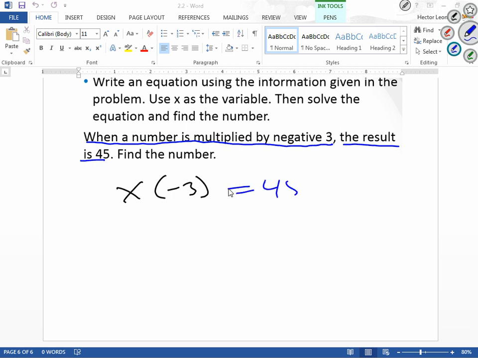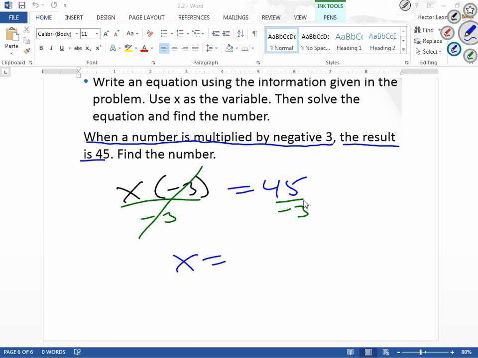So equals 45. So that's what we mean by write an equation using the information given. Right? We wrote it in symbols. Now, the instruction says solve the equation and find the number. So let's just find the value of x. I know it's multiplication on the left of the equal sign, so let me divide both sides by -3. Notice I wrote it as a fraction because that means division. So I get the x by itself.